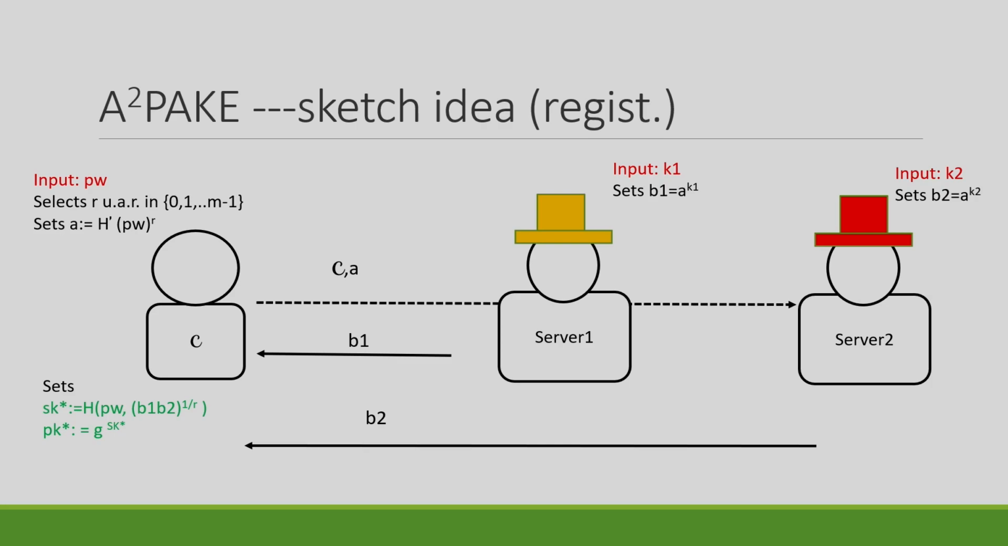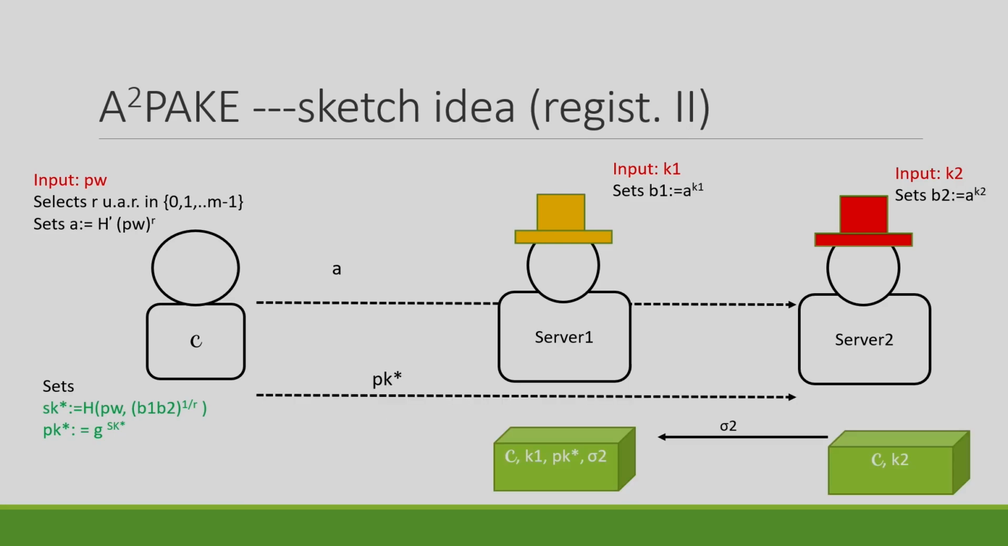And of course, there will be a corresponding public key. And okay, once this registration phase is finished and everything is validated, then linked to the client, we will have these two keys, K1 and K2, stored by each of the servers, and also PK star and the signature sigma2, which would be used if needed in an audit phase.